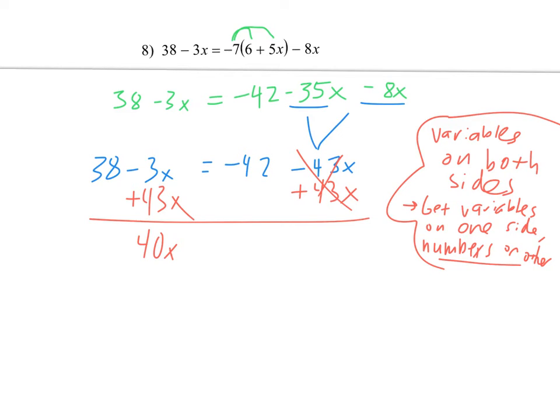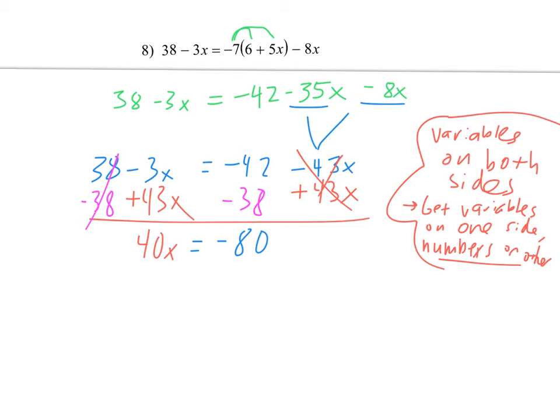Okay, so then next up, since I got my variables on the left-hand side, I want to get my numbers on the right-hand side. So I want to get rid of this 38. So I'm going to subtract the 38. So my number is now going to move to the right side. So I got my equals in the middle, I got my variables on the left, I got my numbers on the right. So this number here is negative 42 plus negative 38. And so those are going to add together, make a bigger negative, and it's going to be negative 80.